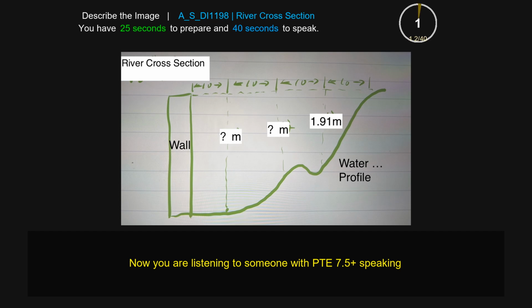This is a picture of river cross section. On the left side, it's a wall of the picture and it is represented by green line. And on the right side, it's water profile. There are some meters as well, like 1.91 meter, 2 meter, and 3 meter. On the top of the side, there are some values in velocities like velocity 1, velocity 2, velocity 3, and velocity 4. On the background of the image, it's black lines. The total black lines are 10.